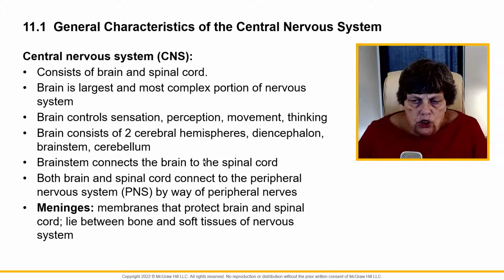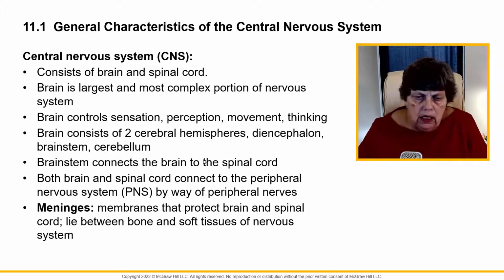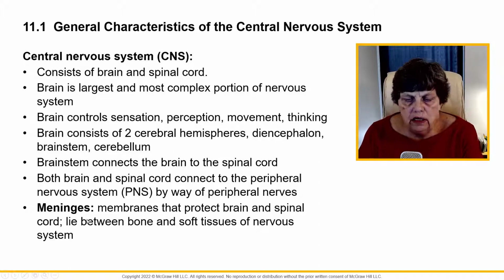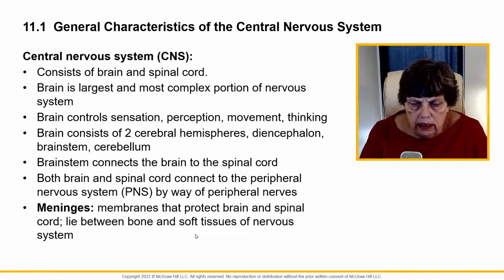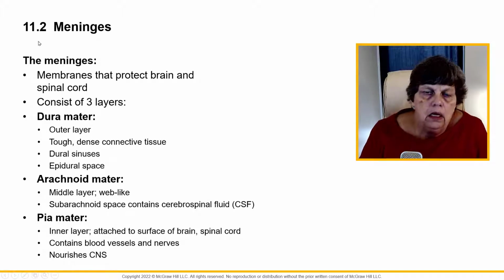We do have two hemispheres we'll talk about. There is a diencephalon, a brainstem, a cerebellum. But the brainstem connects the brain to the spinal cord, and both the brain and the spinal cord connect to what we call the peripheral nervous system, and we'll talk about that. We do have coverings over these, and they are called meninges, and these are membranes that protect the brain and the spinal cord. We'll take a look at these, and they lay between the bone and the tissues in the skull. So the meninges, again, 3 layers.